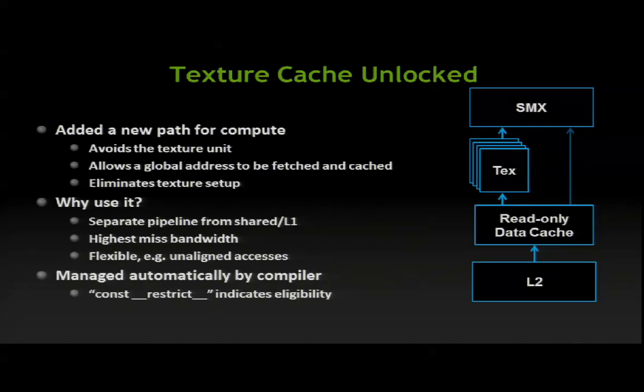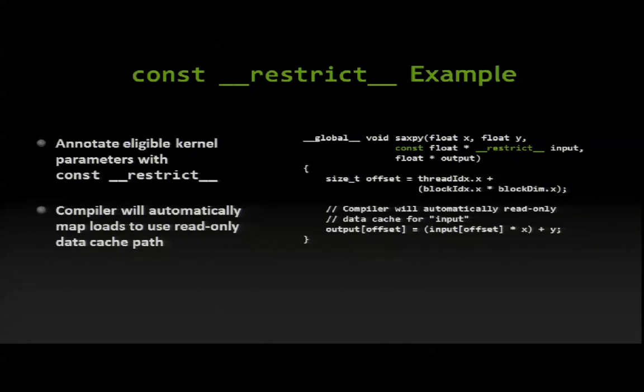So as a programmer, what that means to you is that you should make sure that you're labeling your variables with const restrict when you can do it. So for instance, here we have a SAXPY, so it's a scalar stretching of a vector. And what you add to your standard signature is just the const, the restrict modifier to your input variable, and it will tell the compiler to use the LDG instruction to load data.